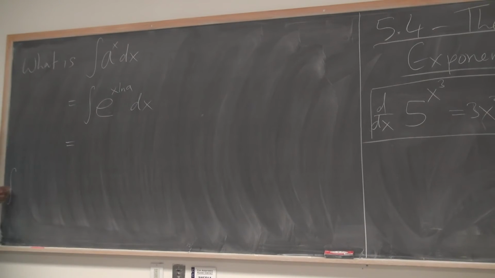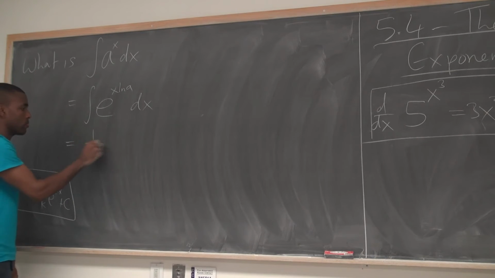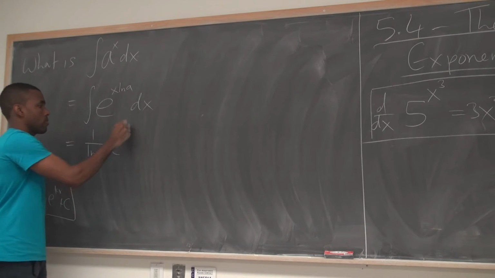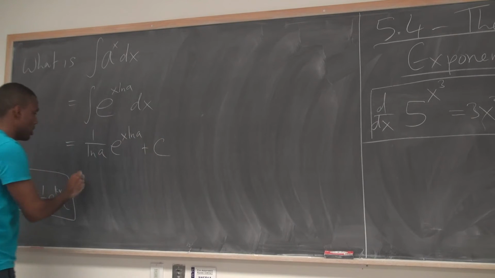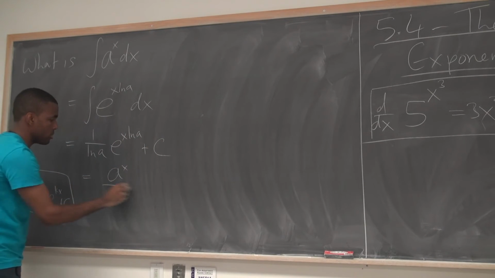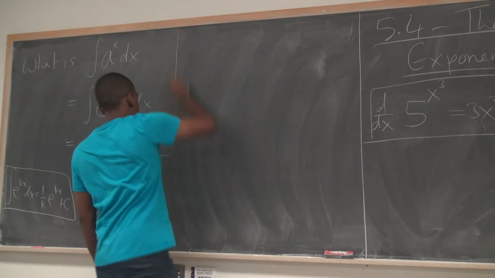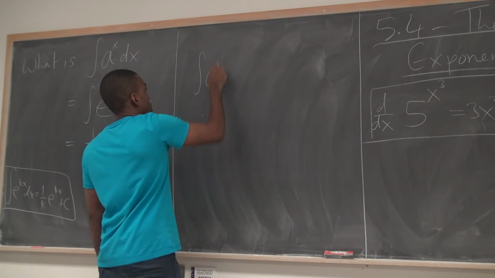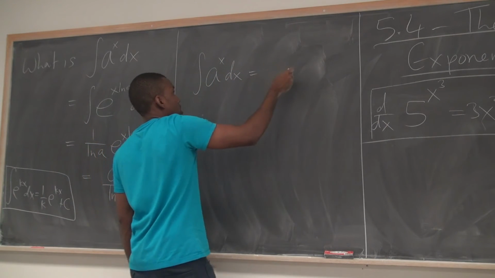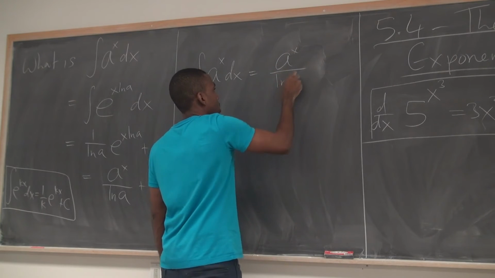Isn't the division of e equal to u? Oh, 1 over. Don't forget the basic rules. If you have x times a constant, that's the antiderivative. What's the antiderivative here? 1 over ln a. In other words, it's just going to be a to the x divided by ln a. So that's our rule. The antiderivative of a to the x is a to the x over ln a.